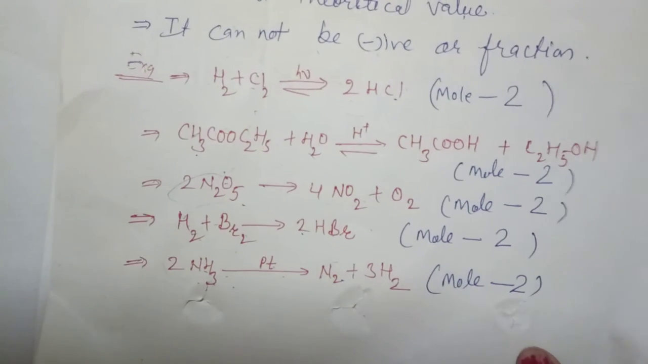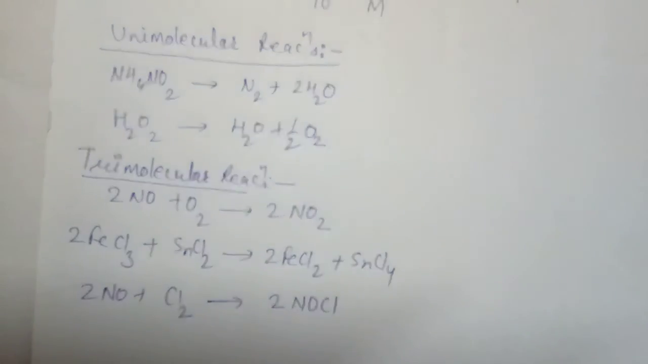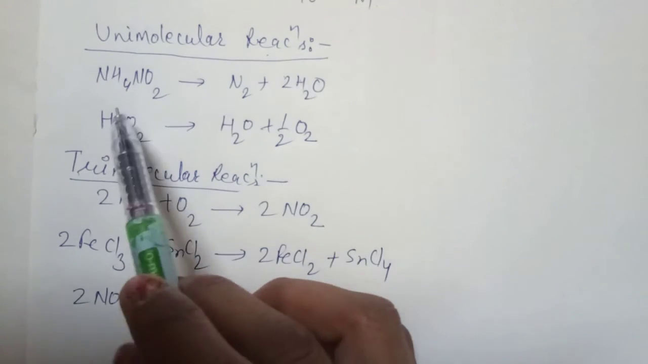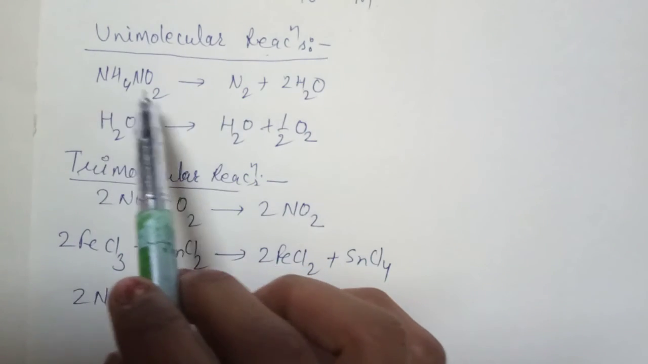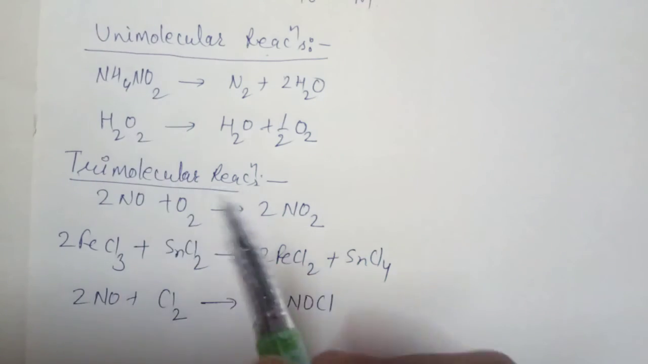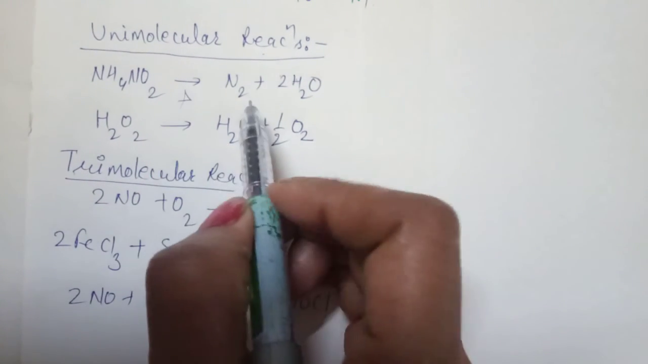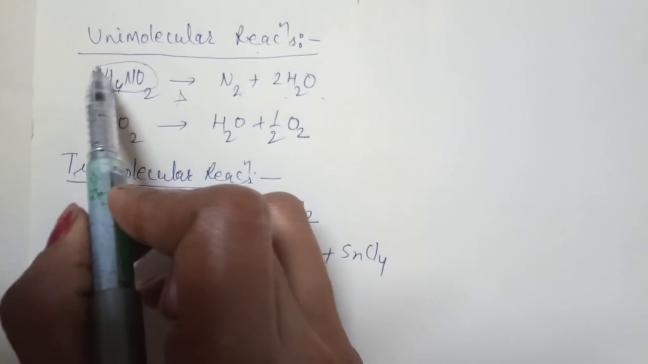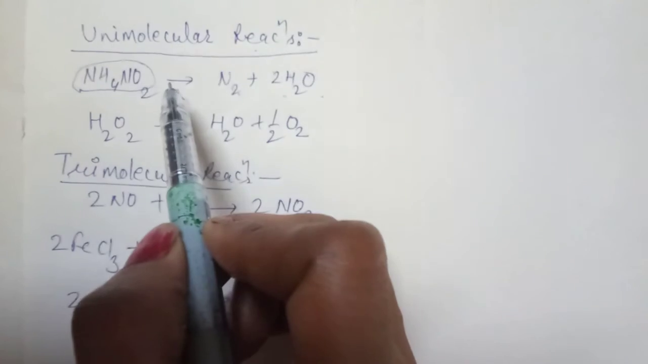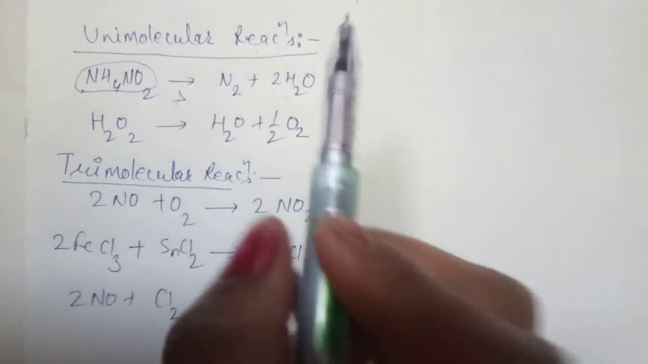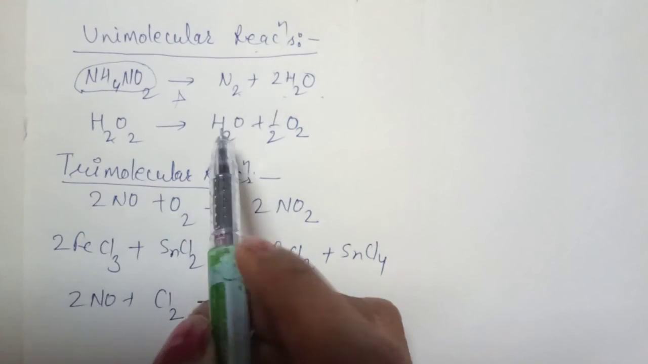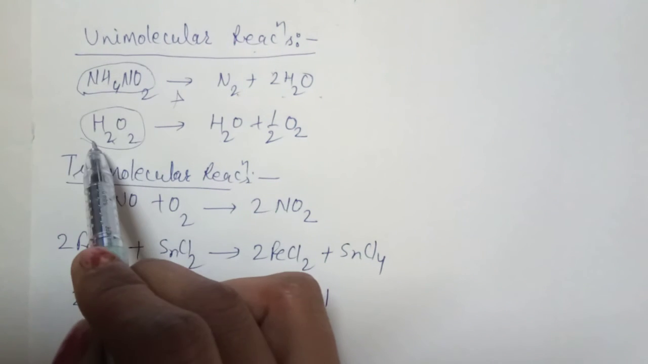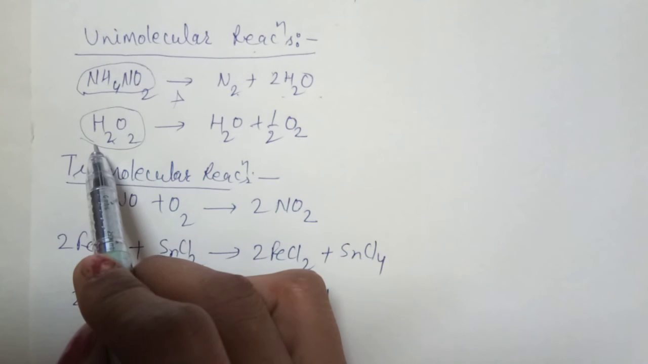Okay, now see some examples of unimolecular and trimolecular reactions. Unimolecular reactions means the molecularity is 1. For example, decomposition of ammonium nitrite. Ammonium nitrite on thermal decomposition gives N2 plus 2H2O. Only one molecule takes part, so its molecularity is 1. Decomposition of H2O2 into H2O and half O2. Here also only one molecule is taking part, so its molecularity is also 1.